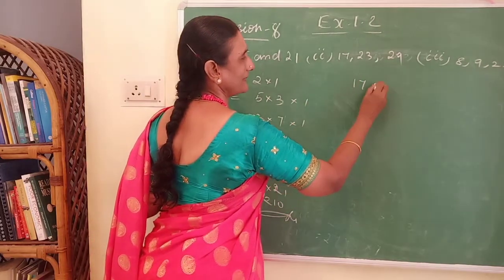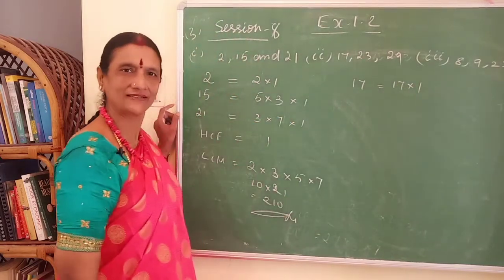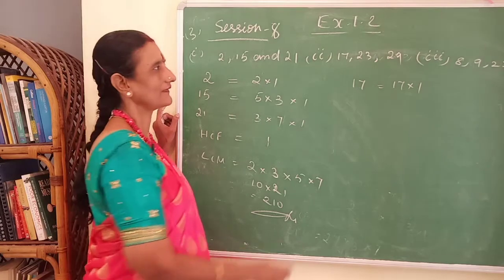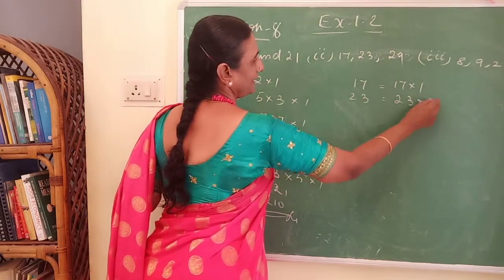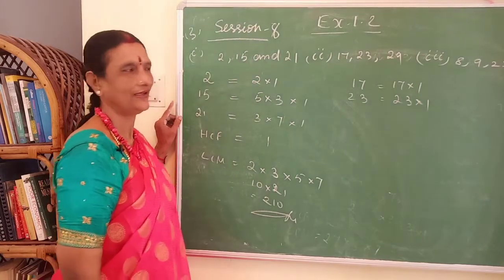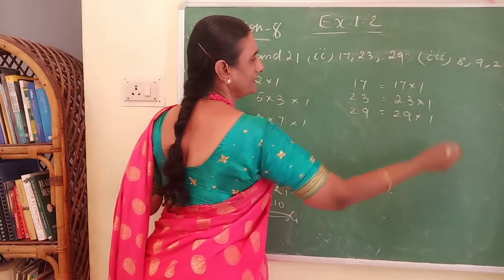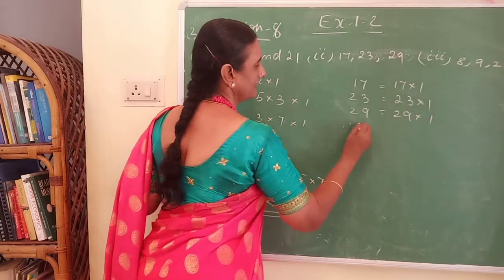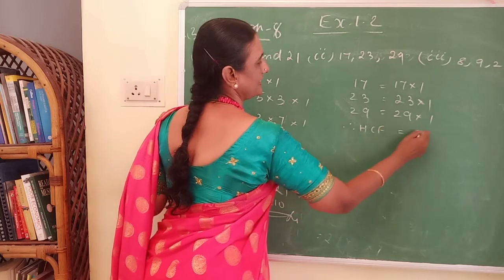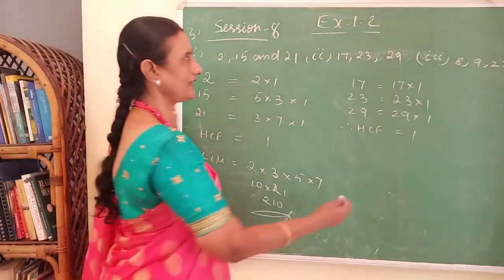Now I want to have a look at the second sum. 17 is a prime number. Therefore it can be broken like this: 17 into 1. And 23 is again a prime number: 23 into 1. And then 29, if you take, that is also a prime number. So for all the 3 prime numbers, 1 is the common factor. Therefore, HCF is equal to 1. And coming to the LCM, what is the LCM?